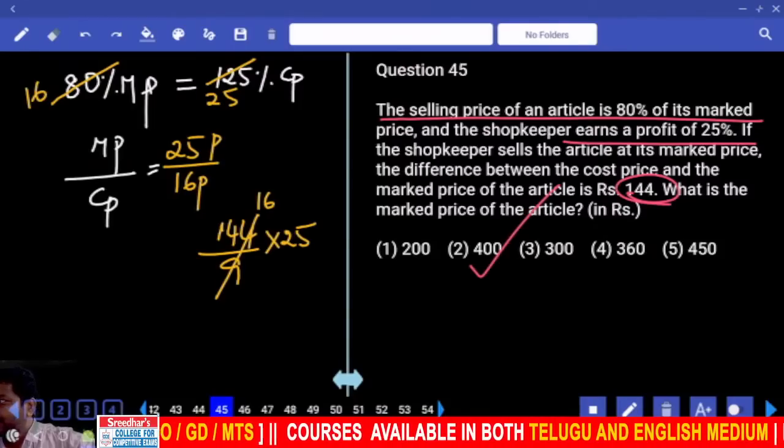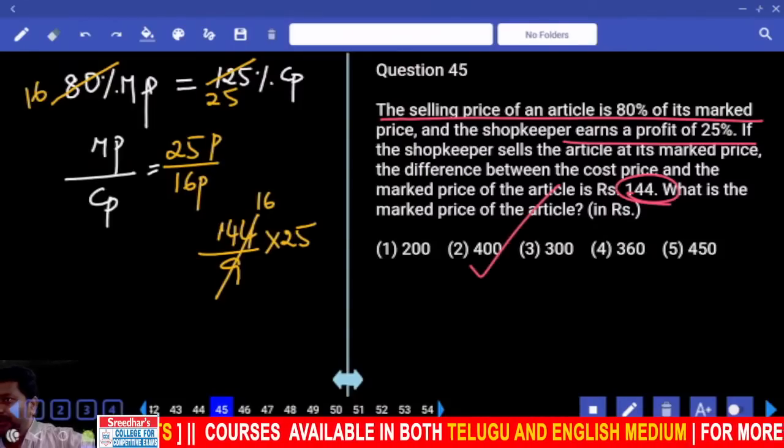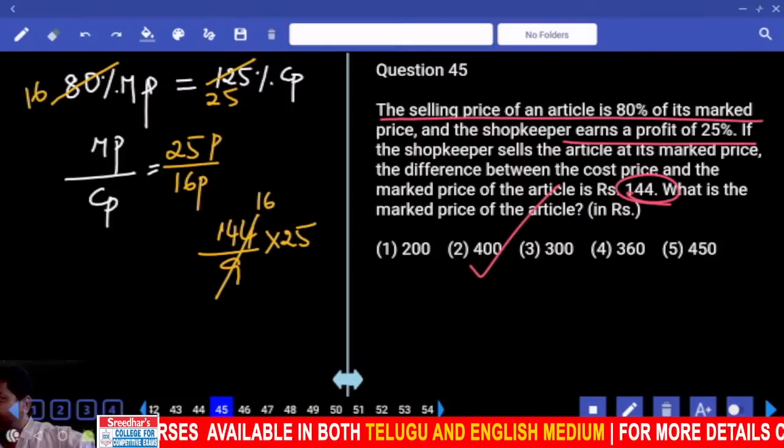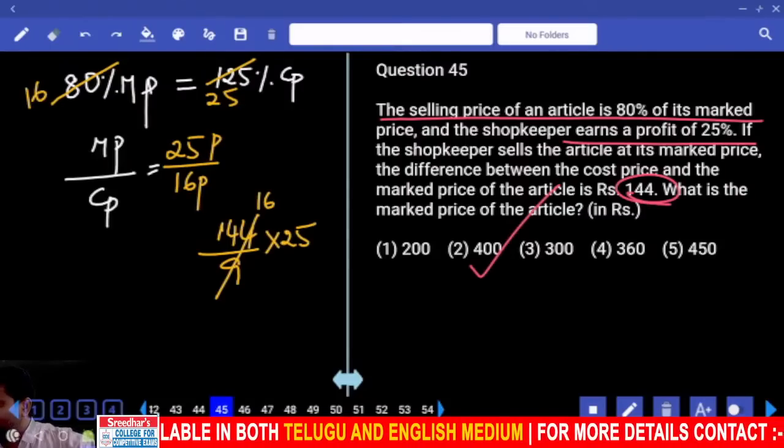Come on, nothing is there. You get the ratio between market price and cost price, you are done. That's all.